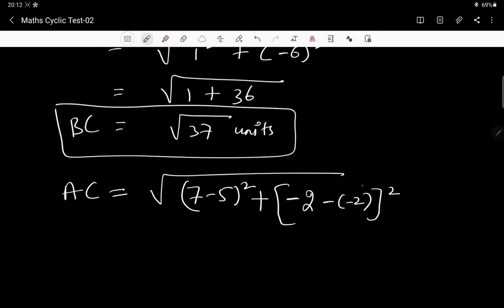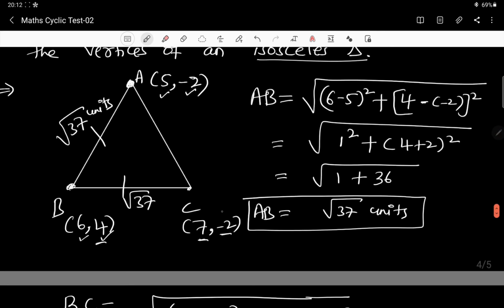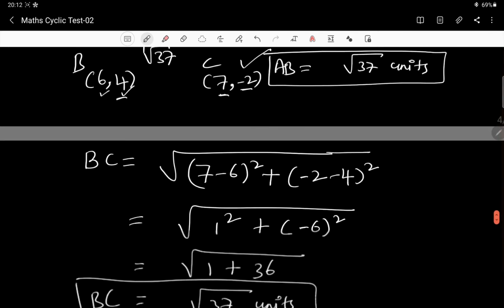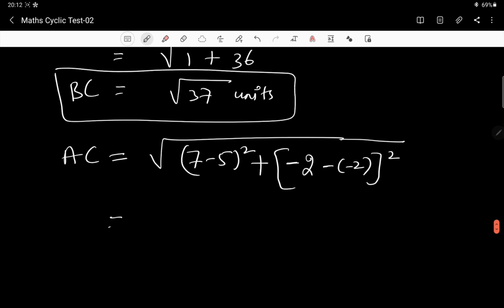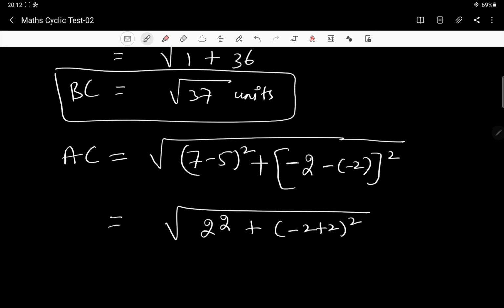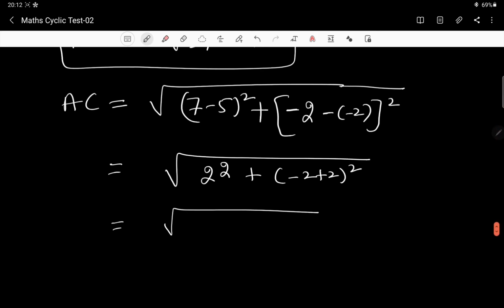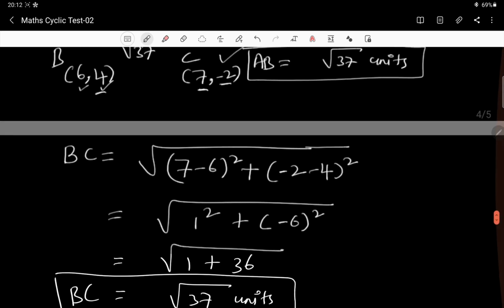I hope you are understanding the language I am speaking. So this is like (minus 2 minus of minus 2) whole square. Then it becomes under root (7 minus 5 is 2) whole square, plus (minus 2 plus 2) whole square. Definitely it is not going to be root 37. 2 square is 4, and minus 2 plus 2 becomes 0. 0 square means 0 only. So under root 4 becomes 2 units. So whatever AC is, it is 2 units.